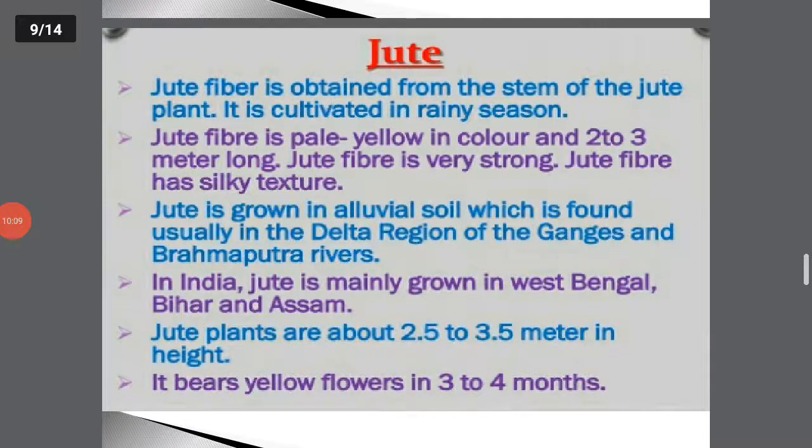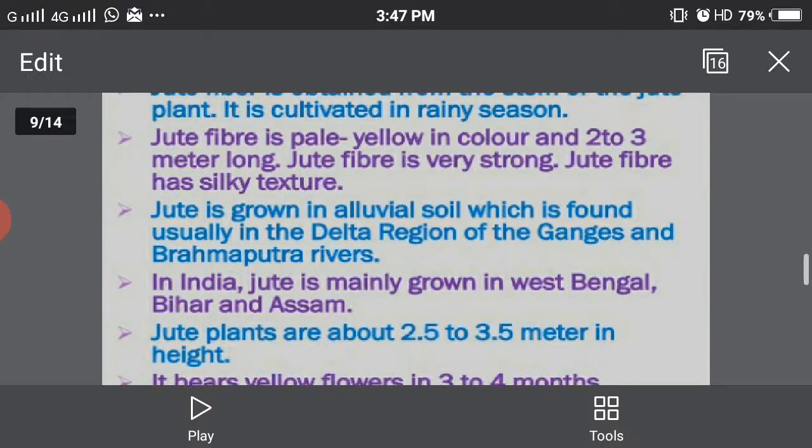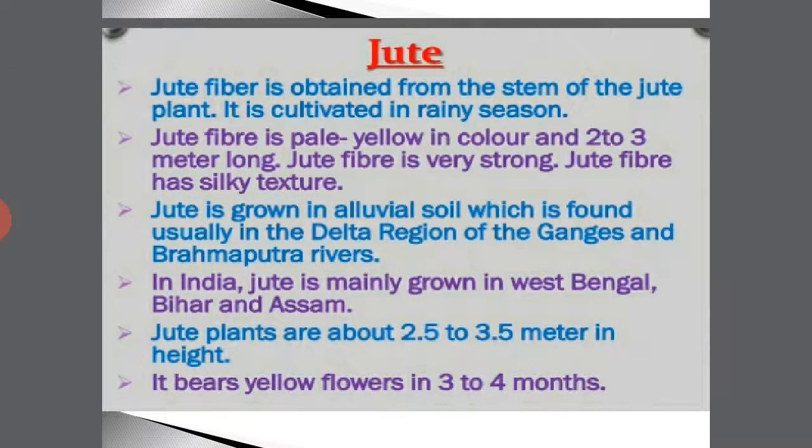Jute. Our second type of plant fiber is jute. Jute fiber is obtained from the stem of the jute plant. It is cultivated in the rainy season. Jute fiber is pale yellow in color and 2 to 3 meters long. Jute fiber is very strong in comparison to cotton fiber. Jute fiber has a silky texture. We studied the characteristics of the jute fiber also.